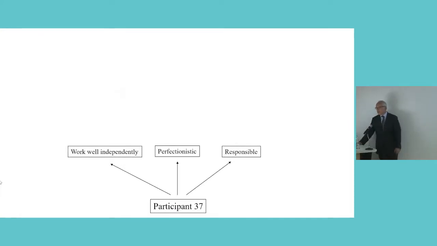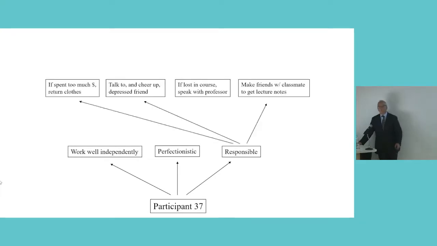This participant says they work well independently, they're perfectionistic and responsible. Where does the responsibility show up? If they spend too much money on shoes, they'll return them to a store. If a friend is depressed, it's their responsibility to cheer them up. If they know there's somebody smart in class and that they might miss a lot of classes, they'll make friends just so they can borrow the person's lecture notes later, which is an item actually added from a Machiavellianism scale. But that's just a responsible behavior. I'm paying all this tuition. And the item, if you're lost in a course, speak with the professor, the person didn't see as even relevant to responsibility, even though that seems like the prototype item.